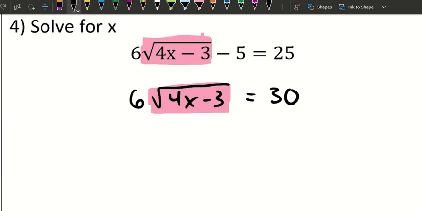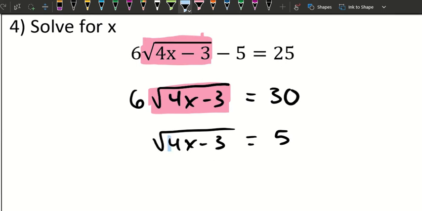If I divide both sides of this equation by 6, I'm left with the square root of 4x minus 3 because I divided this side by 6, and on the other side that equals 5. The only way that the square root of something equals 5, the only way that the square root of 4x minus 3 is equal to 5, is if 4x minus 3 is equal to 5 squared, right?